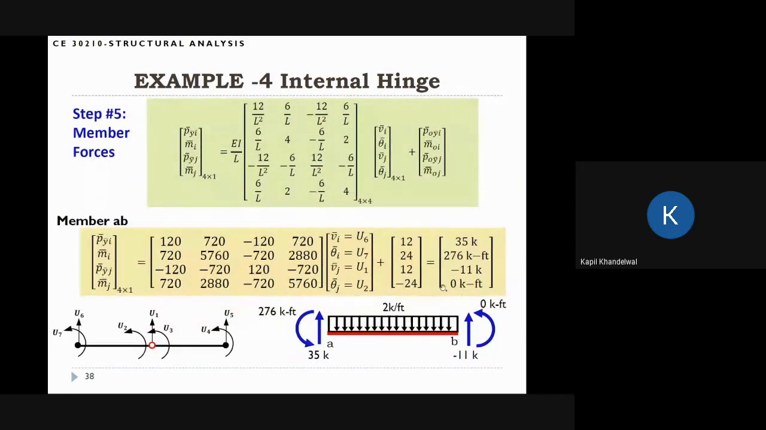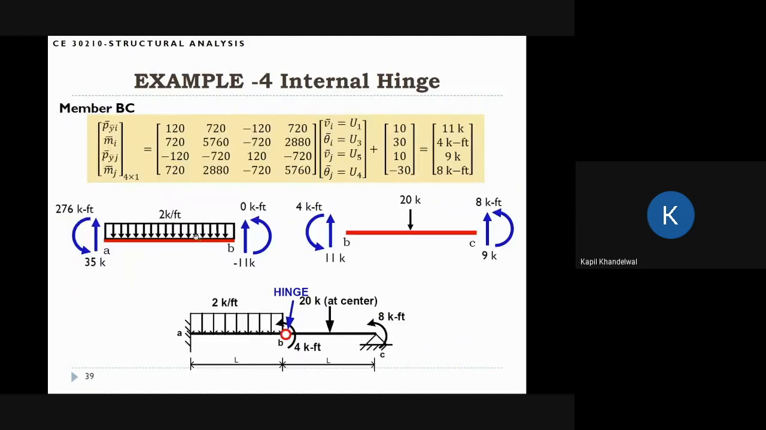And if we do the algebra, these are the numbers, okay? The units I was using were kip and feet, so all these numbers are in kips and kip-feet. I just drew these numbers here to show you the member forces in member AB. And we have to do a similar exercise for member BC. So this is the stiffness matrix. The stiffness matrix is the same in this case because the properties are not changing.